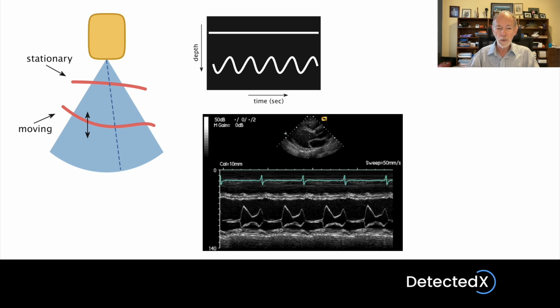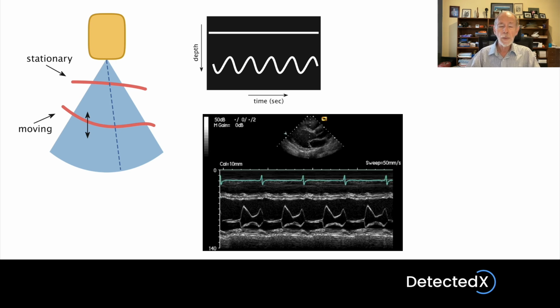M-mode is very useful in that you can see dimensions, for example, ventricular dimensions. You can see the position of valve leaflets. You can see the speed at which things open. You can see the timing at which things move, etc. So there's a lot of useful information in M-mode images.